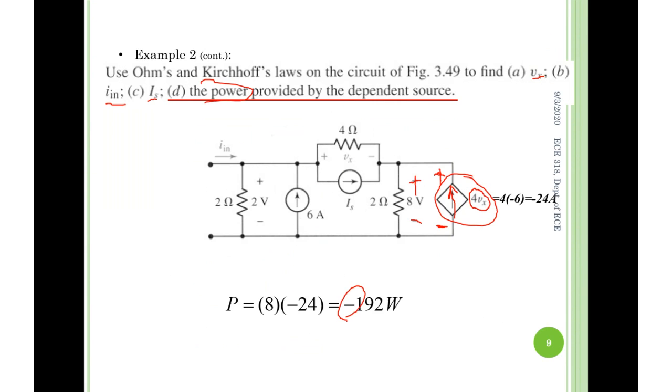Okay. Remember this. It means the opposite way. This is example 2. Any questions for example 1, 2? Anything? All right, if this is fine, then we can move on. Now here, I have notes here. Negative power means this dependent source is sourcing power, providing power. Okay.